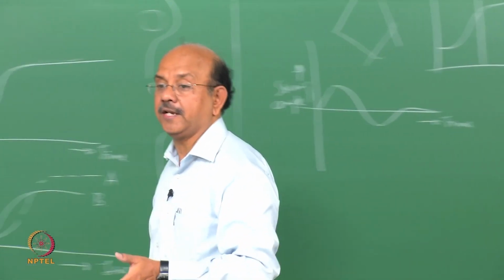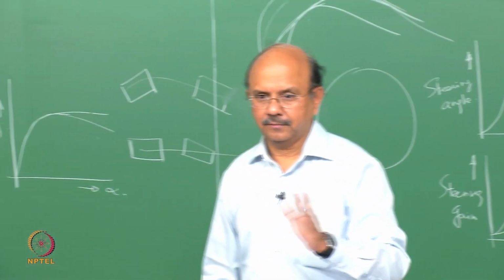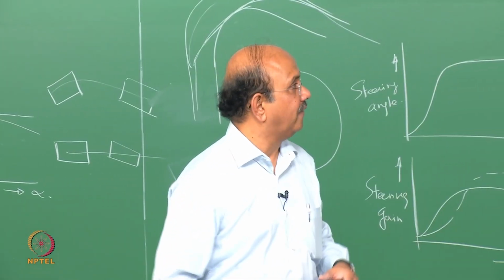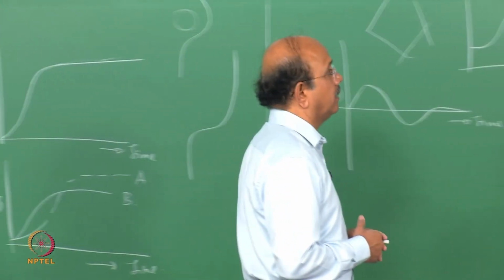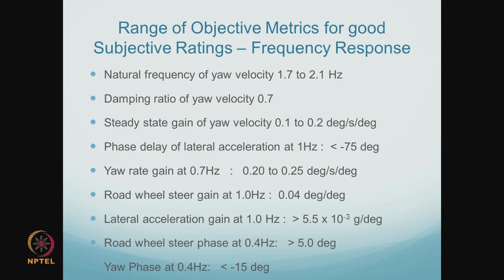Looks like if this is the range, people are happy, right? This is the range. When the damping ratio of yaw velocity is, I don't have that figure, but I'll get that. Steady state gain of yaw velocity is between 0.1 to 0.2 degrees per second per degree. Phase delay of lateral acceleration at 1 hertz is less than minus 75 degrees. Yaw rate gain at 0.7 hertz is between 0.2 to 0.25 degrees per second per degree.